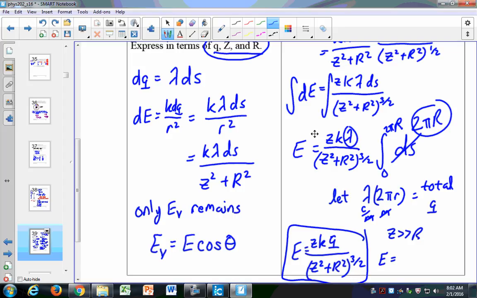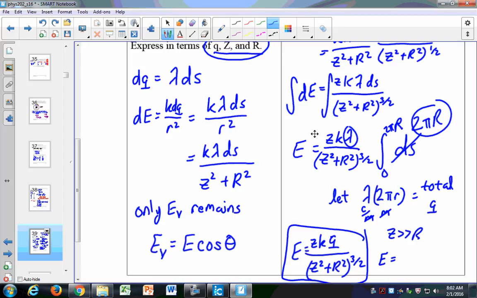Well, what do you get in the denominator? You get a z cubed, right? If I get rid of the r squared, I get z squared to the 3 halves. That's just going to be z cubed. And then I have another z up in the numerator, and so I cancel one of those out. And so I get kq over what? z squared. We already know that. What is that? The electric field of a point charge, right?